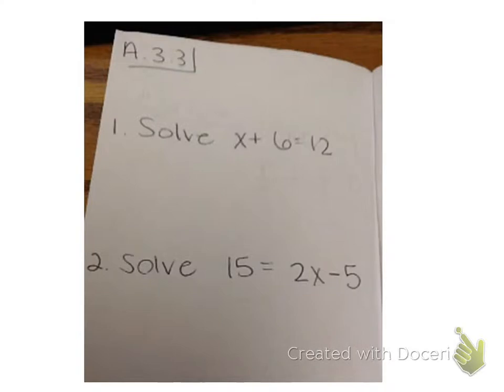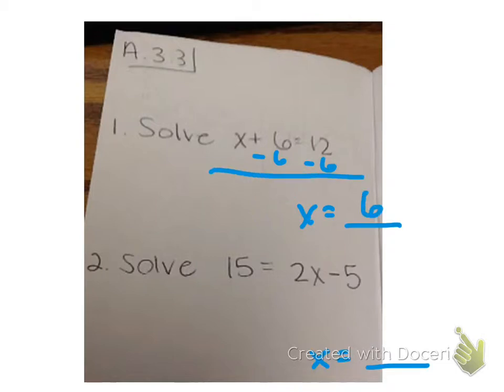Okay, I'd like you to solve 1 and 2. Okay, answering number 1, do the opposite, which is subtracting 6 from both sides. So we find that x equals 6.